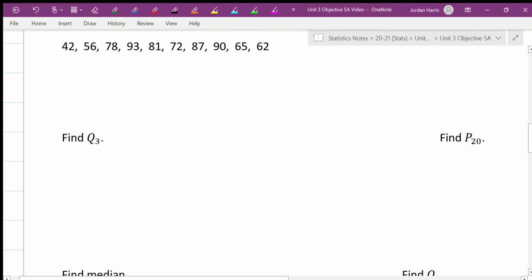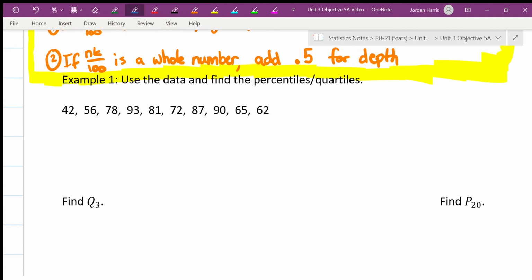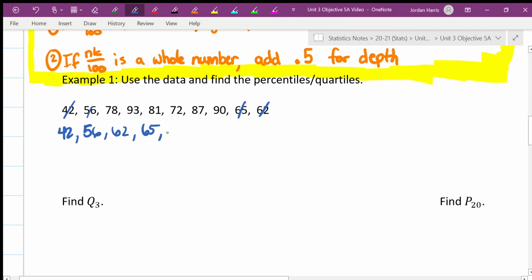All right, so first of all, remember, you always, no matter what, have to have ranked data. So I need to rank this first. So 42, 56, 62, 65, 72, 78, 81, 87, 90, and 93. Don't forget that step. Just like a median, you got to get it in order first.